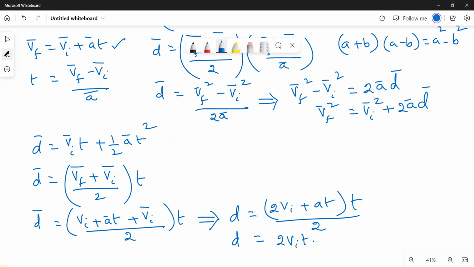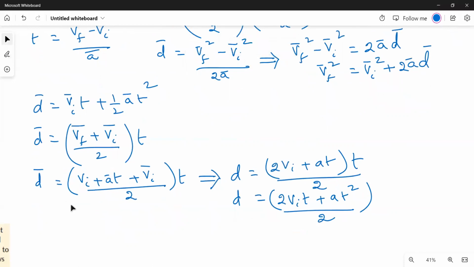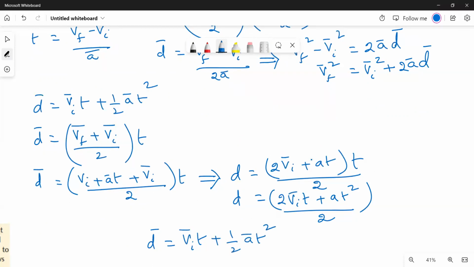Or D is equal to 2Vit plus At square divided by 2, or D is equal to Vit plus half At squared. Okay, this is the third kinematic equation.